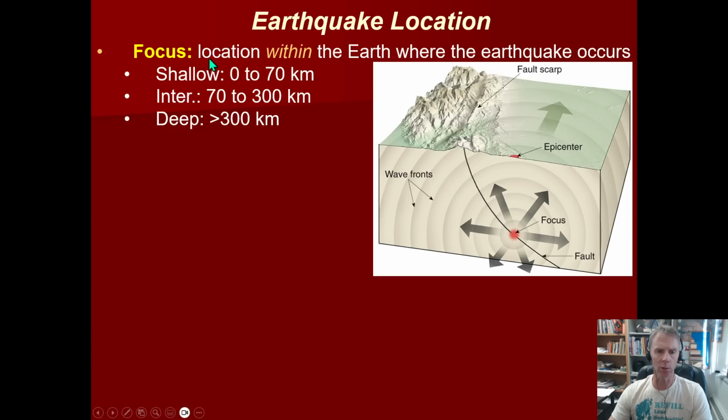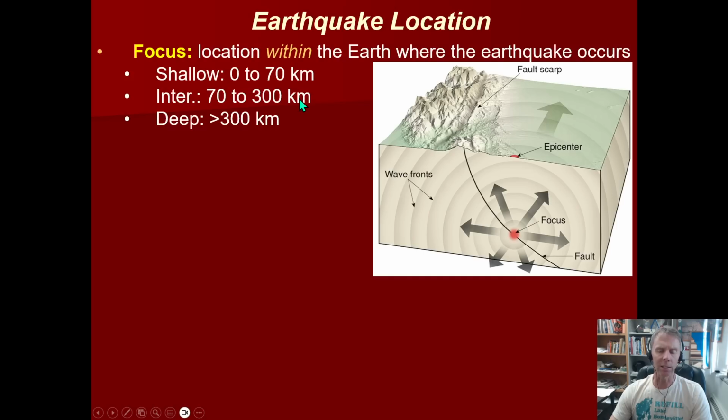The focus of an earthquake is the location inside the earth where the earthquake actually originated. So where the fault movement took place and where that seismic energy was released, that's what we call the focus. You can think of it like a little bomb going off inside the earth. It releases energy, and those seismic waves radiate out in different directions. We can have different depths of our focus, and we broadly classify them as shallow, intermediate, or deep with these sort of crude classifications.